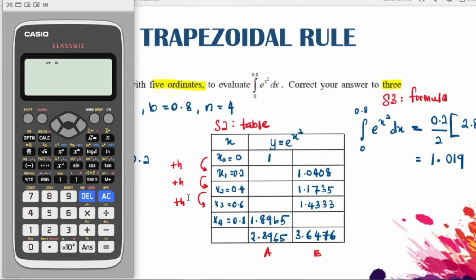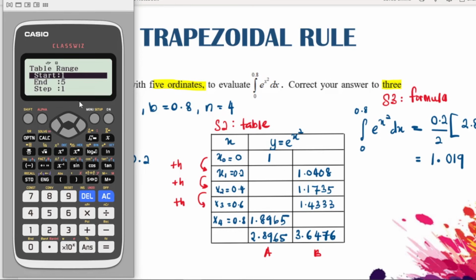Now, to make it easier for you to substitute the values into the table, we're going to use our calculator here. The first step is you can press mode or menu and go to table. Some calculators will be 7 and some calculators will be 9. Mine is 9. The calculator asks for f(x). Our f(x) is our y. So y equals e to the power of x squared. So now we have our function. We just press equals.